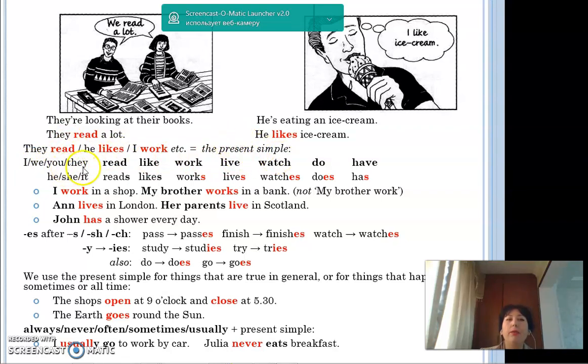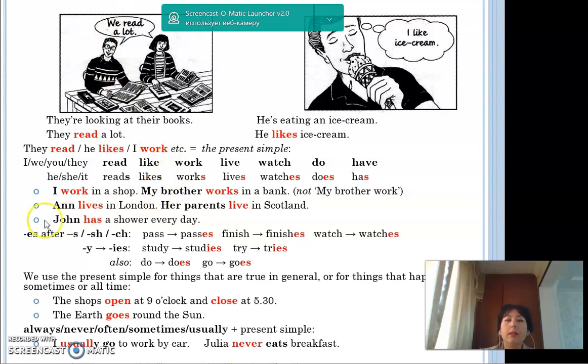I, we, you, they: read, like, work, live, watch, do, have. He, she, it: reads, likes, works, lives, watches, does, has. With he, she, it, we use s at the end of the verb. In other cases, we use just the verb, like read, like, work, and so on.